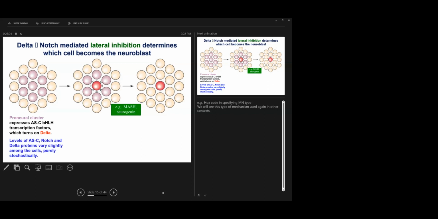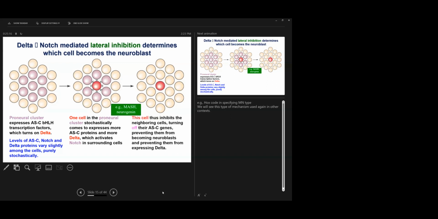Now, what happens is, after activation of Delta, it activates Notch in the surrounding cells, which express Notch. After activation of Notch, you have the signaling from Delta-Notch, then you have expression of the genes required for the transcription. So this type of activation is called lateral inhibition, which determines which cell becomes the neuroblast.